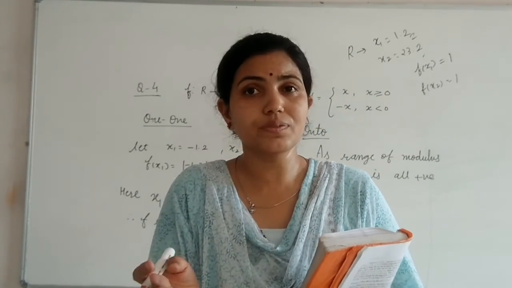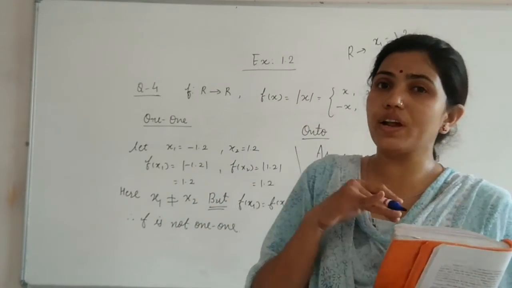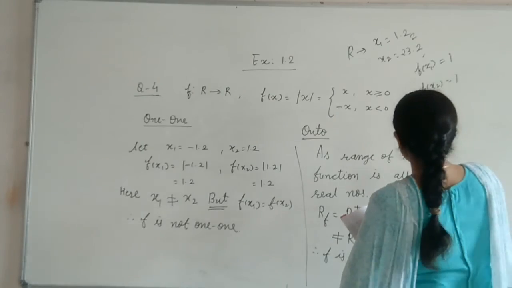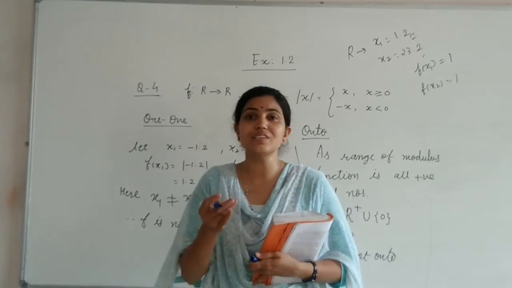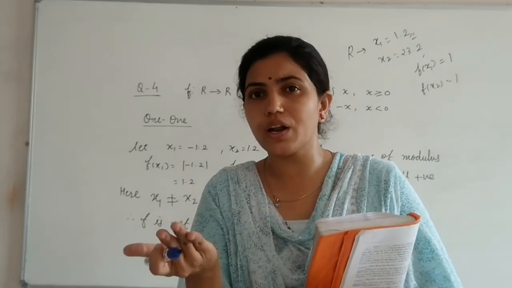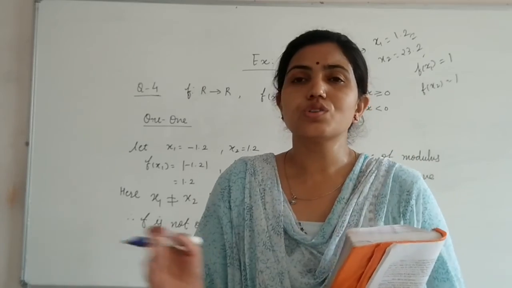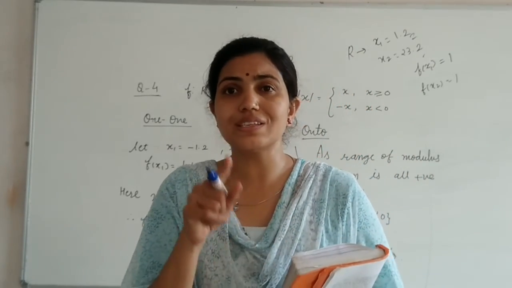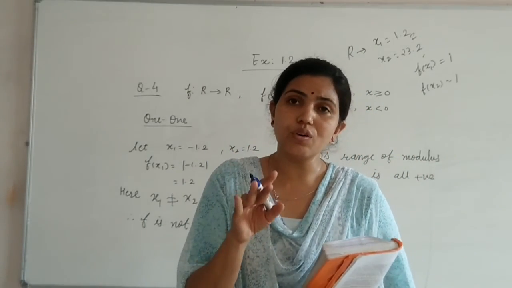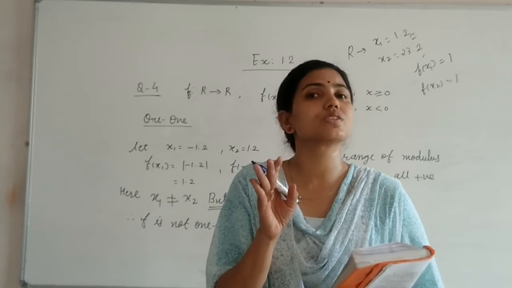And then you can prove it is not a 1-1 function. Similarly for onto, what will we do? We will find out the range of f. The function is defined such that the range is -1, 0 and 1. Its value is -1 for negative, 1 for positive, and for 0 it is 0. So your range of f is -1, 0 and 1, and therefore your function is not onto as the range of f is not equal to R.